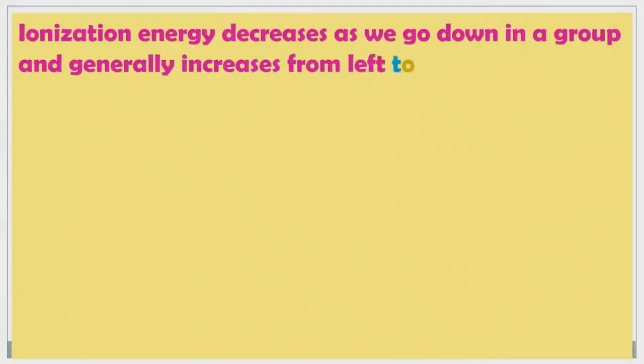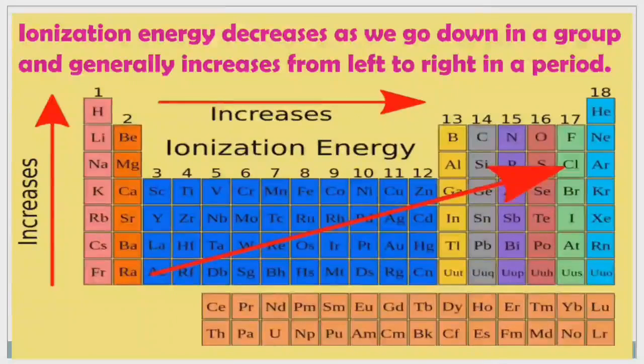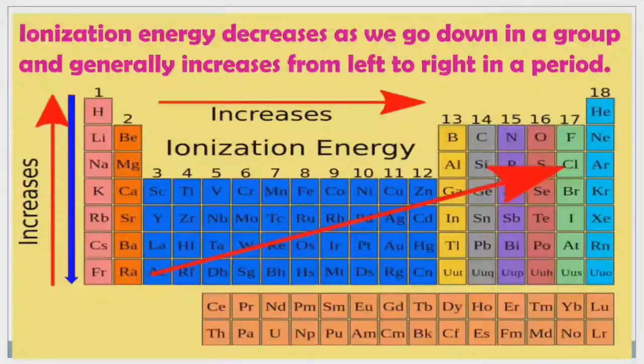Ionization energy decreases as we go down in a group and generally increases from left to right in a period. In a group, from top to bottom, atomic radius increases, so ionization energy decreases. If we go from bottom to top, ionization energy increases. And in a period from left to right, atomic radius decreases, so ionization energy increases.